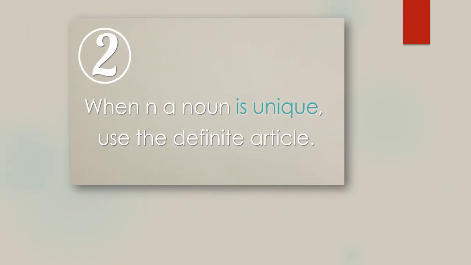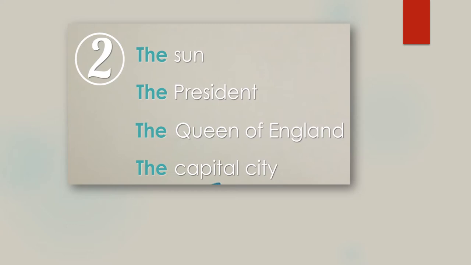Now, let's go to number two, the use of the definite article, the. Rule number two, when the noun is unique. When a noun is unique, we use the definite article, the. Uniqueness. Let's take an example. The sun: there is no other sun, only the sun. The president: there will be no other president of America or president of the Philippines. There's only one. The Queen of England and the capital city. When you talk about the capital city, you can say the capital city of Pakistan. So when we are talking about a specific, unique place, or when we talk about one person, we use the definite article, the.